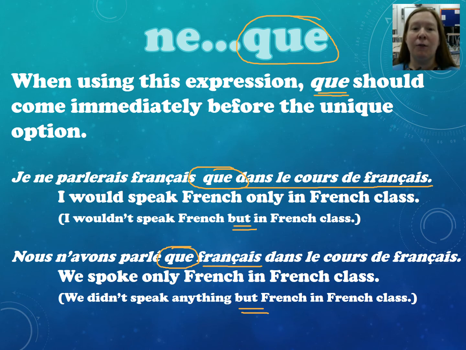This sentence, the first one, indicates that in French class, only in French class, that's the only situation in which we would speak French. So the placement of the que is really important. Make sure that it goes before whatever you are excluding. What is the unique situation?